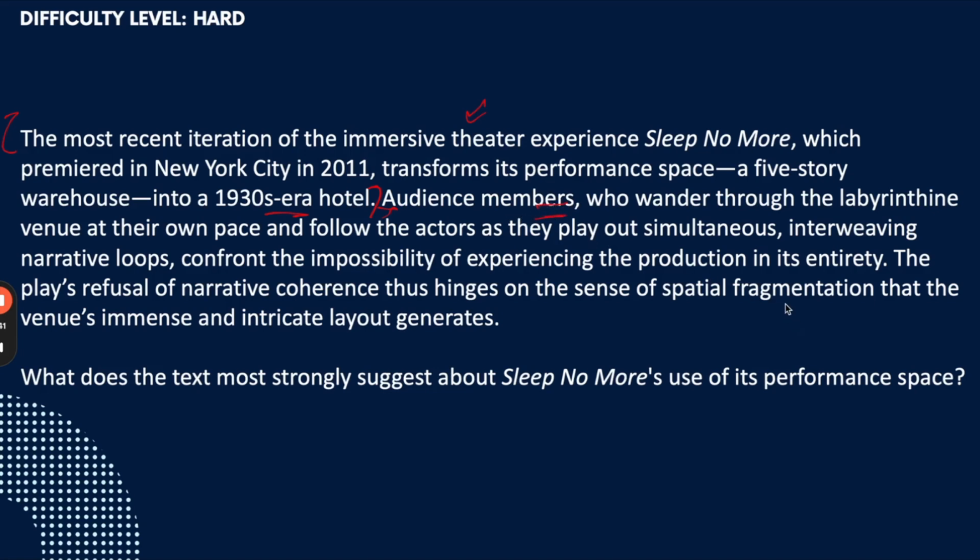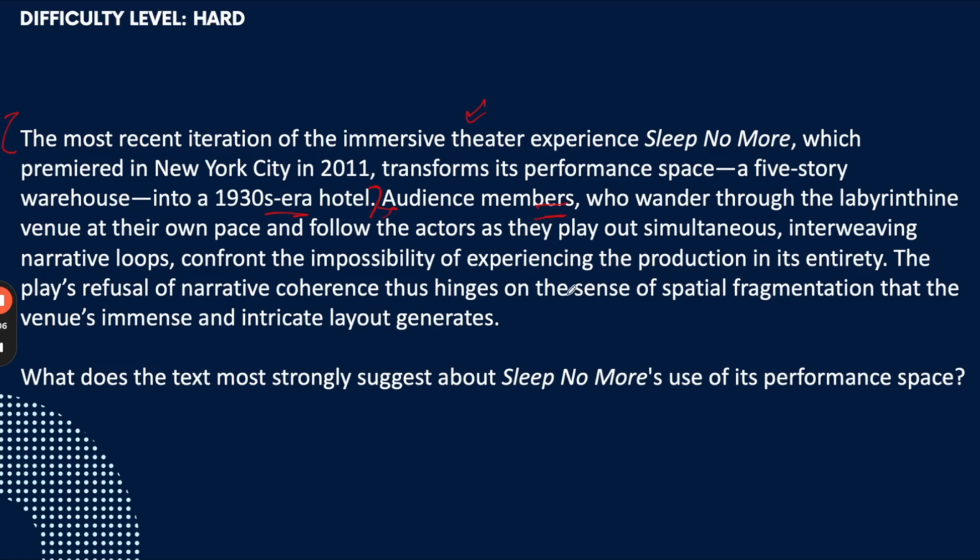Let's look at the last sentence of this text. The play's refusal of narrative coherence thus hinges on the sense of spatial fragmentation that the venue's immense and intricate layout generates. So it's talking about the play's refusal to do something, and it's doing something because of the venue's immense and intricate layout.